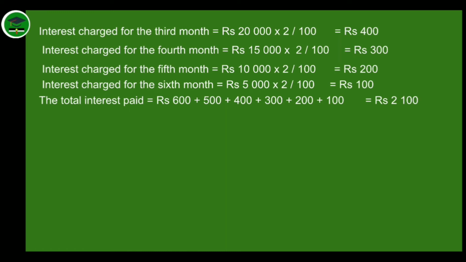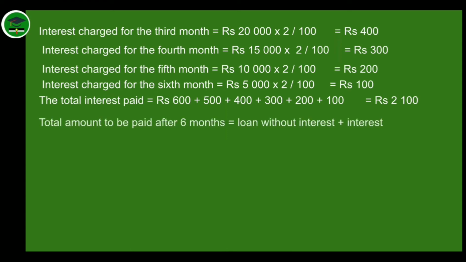So what is the amount you have to pay after 6 months? The total amount is 30,000 rupees. The total interest is 2,100. Then the total amount is 32,100. So you have to add the loan without interest and interest. That is 30,000 plus 2,100. That is 32,100 rupees.